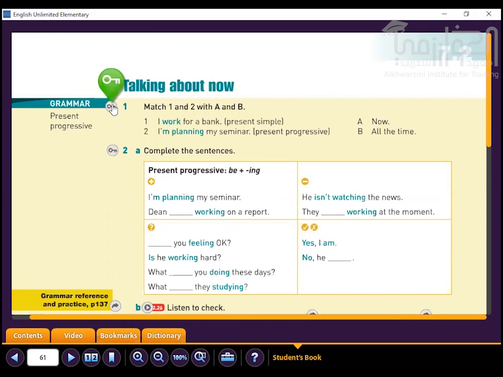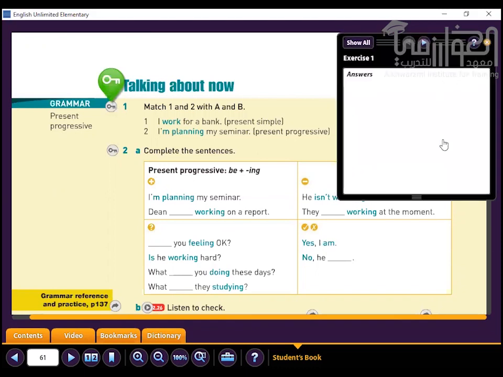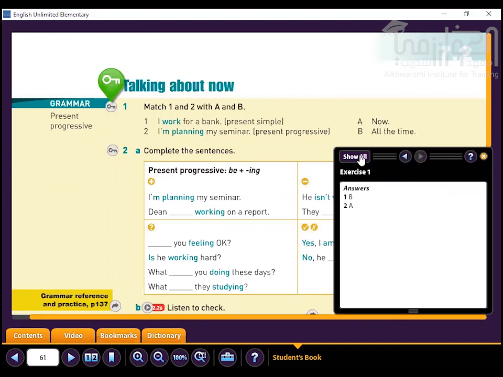Now let's look at the answers. So 1 is B, all the time. I work for a bank. It means today you go to work, tomorrow you go to work. You started working with the bank maybe 2-3 years ago. You continue to go to the bank to work there now, and you work there, inshallah, in the future. So that is what? All the time. Kul waqt. That is the present simple. Mudari basit for kul waqt.